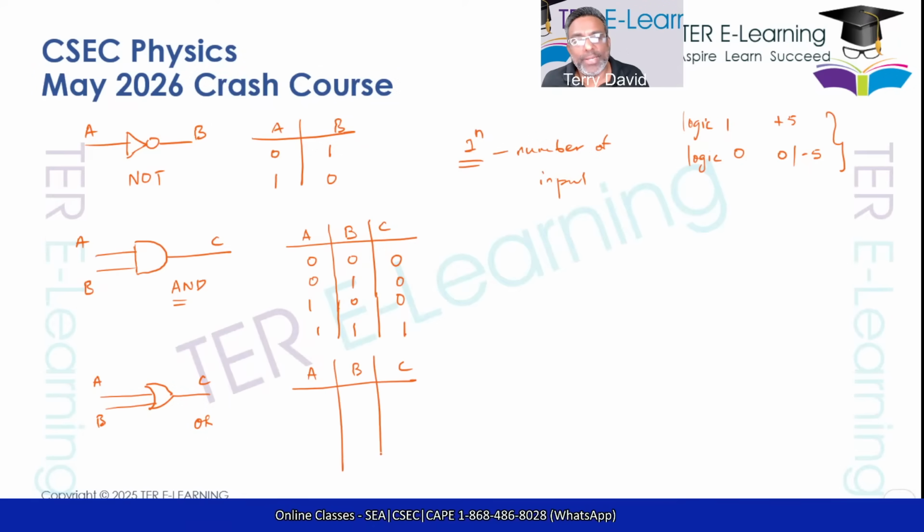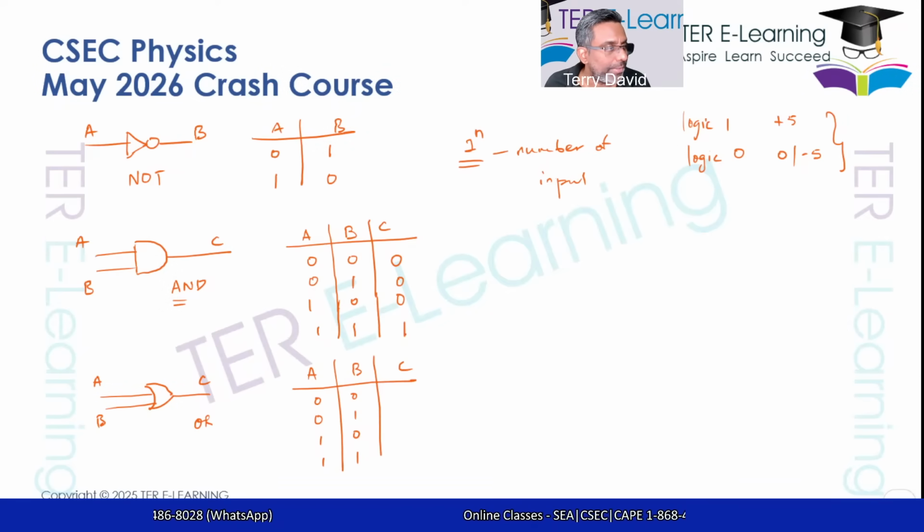Again, because you have two inputs, the combinations are 0, 0, 0, 1, 1, 0, and 1, 1. Let me just make sure you all see my screen here. So here's what you need to remember for the OR gate. For the OR gate, the output is 1 if you have a 1 or anything else. So therefore, you're going to get a 1 here, a 1 here, and a 1 here. And therefore, this is going to be a 0.